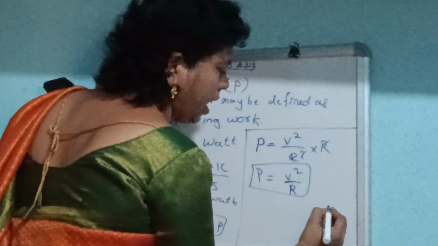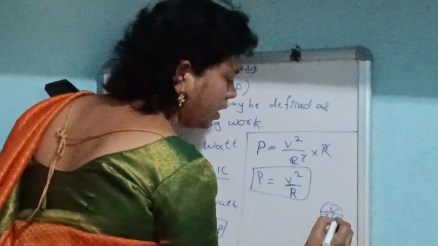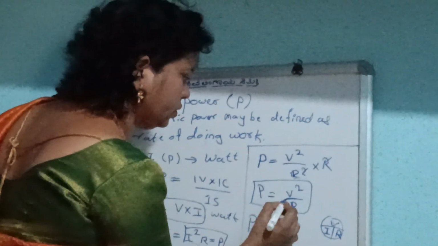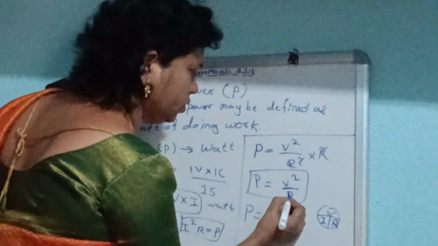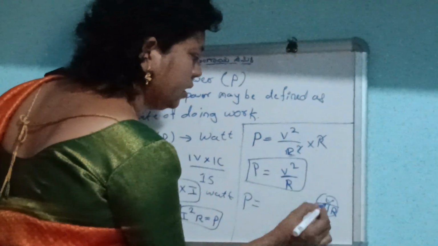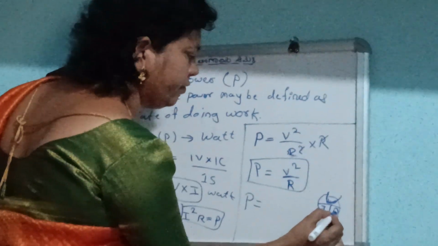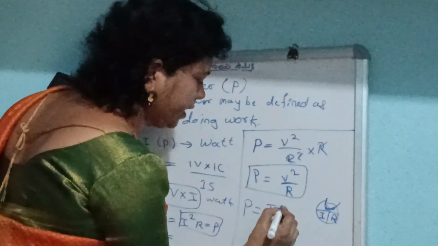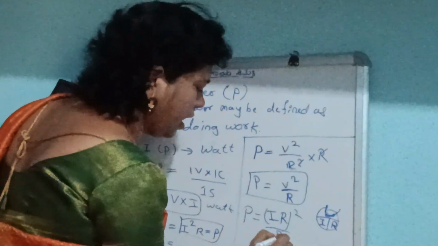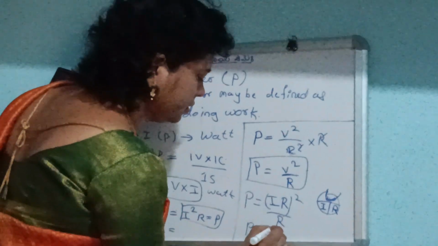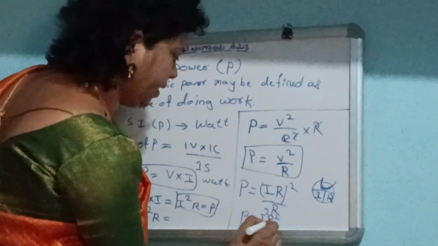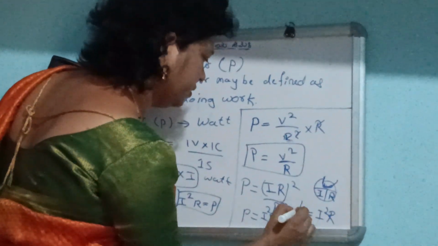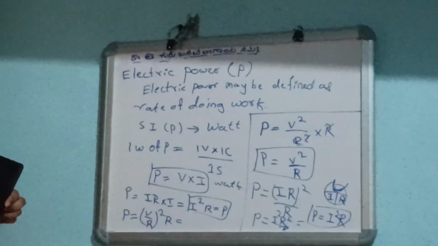And so P is equal to V into I. Substitute V in the place of IR, I into R is substituted in the place of V. So we got V square, it is already V equal to I into R. So (I R) square divided by R. P is equal to I square R square divided by R. One R gets cancelled. So P is equal to I square into R.